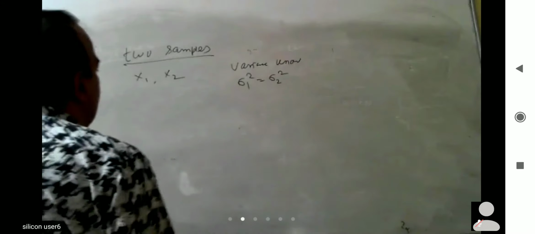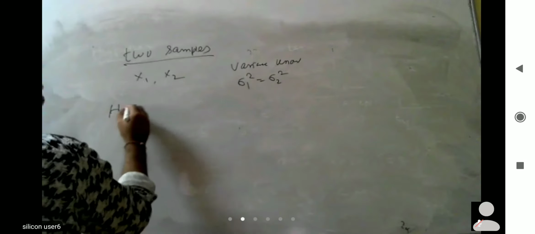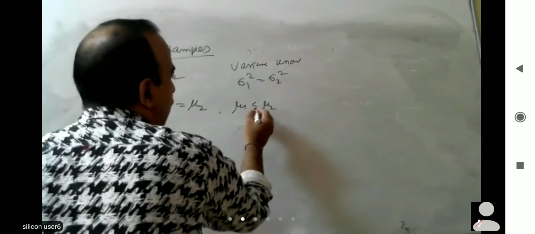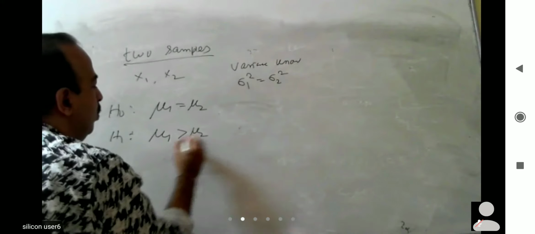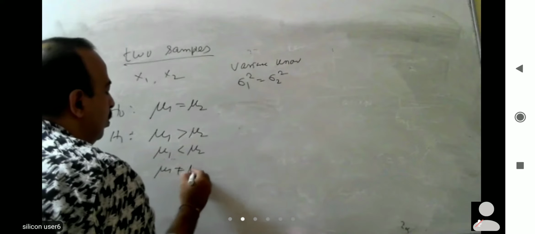What is the hypothesis testing? Hypothesis of mean. H0 is mu1 equals mu2. Or you can write mu1 less than or equal to mu2, because I said that it is always equal to. If like this, then H1 will be mu1 greater than mu2, or mu1 less than mu2, or mu1 not equal to mu2. These two are known as one tail, and this is known as two tail. Clear?